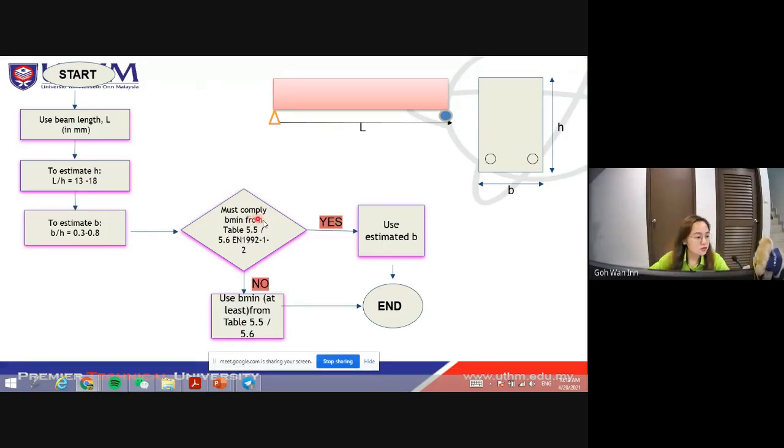Okay, so it must comply with the minimum: B minimum from Table 5.5 or 5.6. Table 5.5 is for the simply supported beam and 5.6 is for the continuous beam. If the estimated value is greater than the B minimum, then you can use the estimated B. If not, then you need to choose the minimum value.